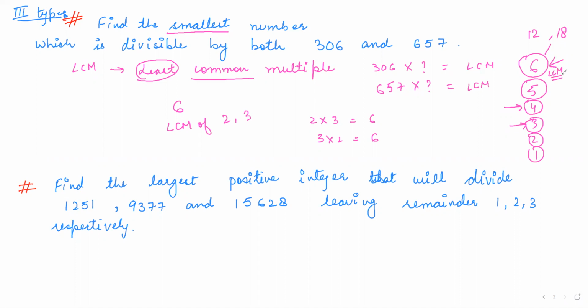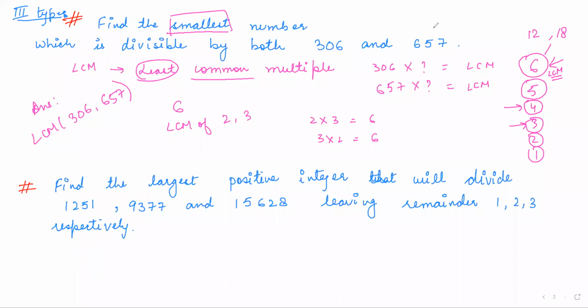Understood? Yes, ma'am. Okay. So in this case, when you have to find the smallest number, that means you have to find the LCM. The answer is actually the LCM of 306 and 657. So you will do prime factorization and you will find the LCM. Got it? Yes, ma'am. Okay.